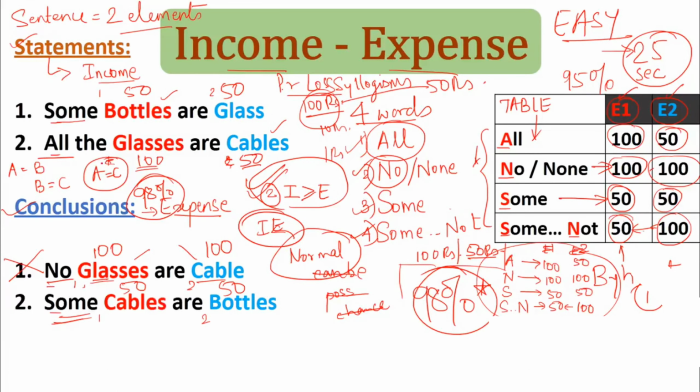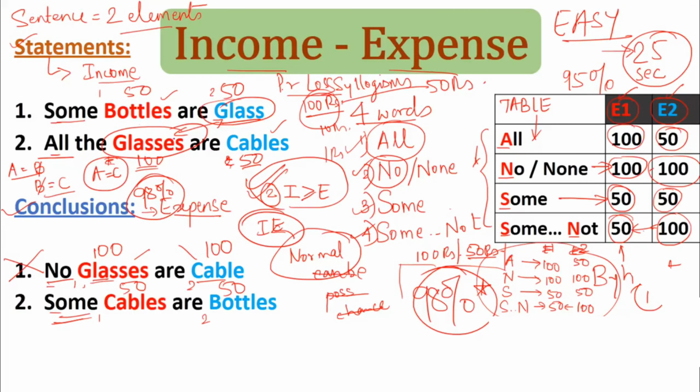This you have learned in basic mathematics, right? Now in these two equations, A equal to B and B equal to C, we have B common. Same way over here, find the common thing. You have bottles and glass, you have glass and cable. So glass is common with glass. I'll just circle these two.